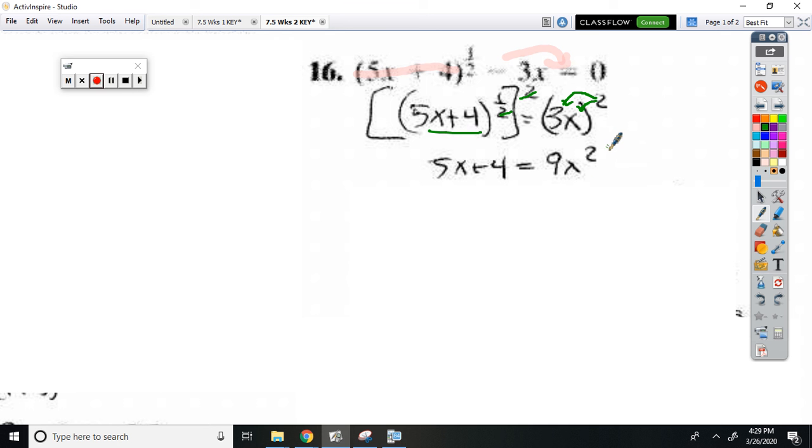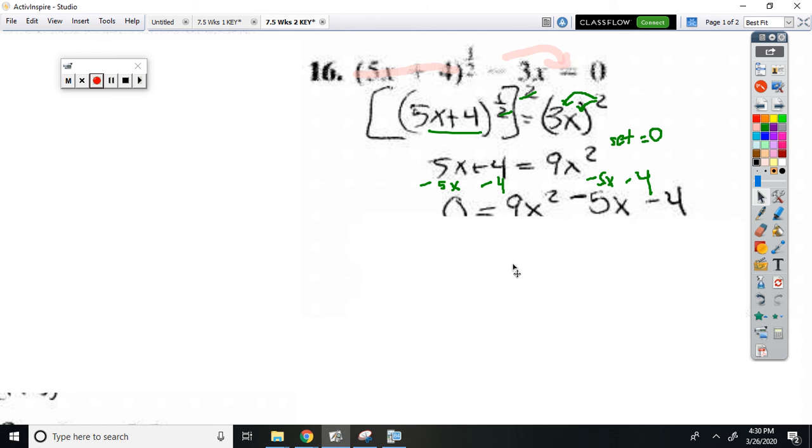So in order to factor, we need to get this set equal to 0. So I chose, because I don't like to have a negative in front of the x squared, I like to have this being a positive, I chose to subtract 5x and subtract 4 on both sides. Okay, which left me with this. And then this is a guess and check factoring. So these are the ones that many of you hate, but unfortunately you're going to have to do them.